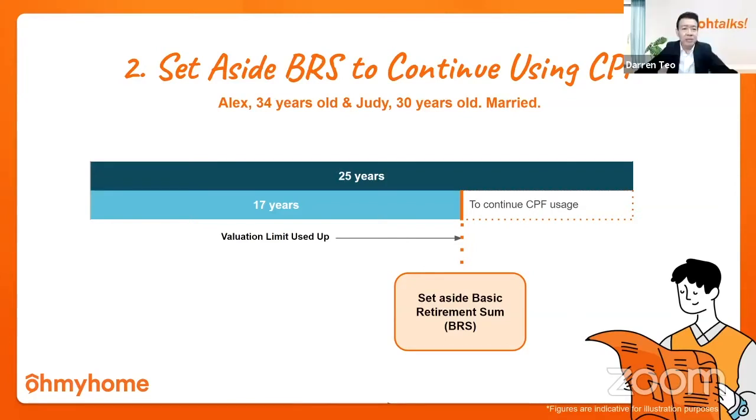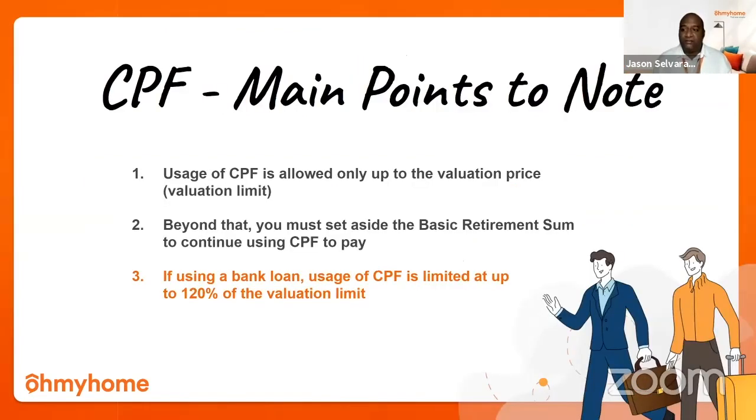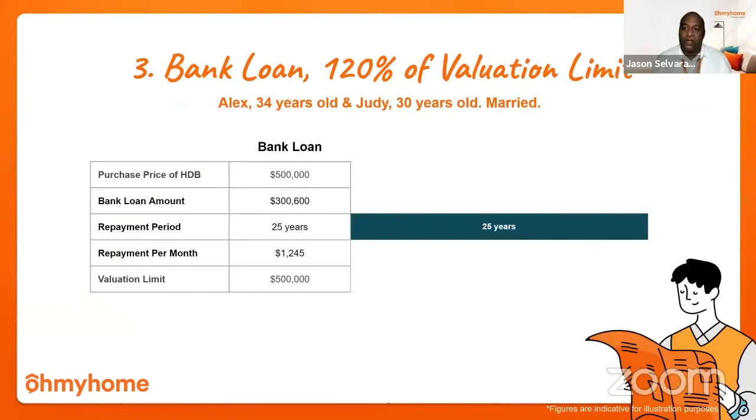So Jason, will this scenario be different if Alex and Judy were to take up a bank loan instead? Yes, Darren, the scenario will be different for sure. And this brings us to point number 3. Now, if taking a bank loan, the buyers need to be aware that they can only use their CPF to pay for their property only up to a maximum of 120% of valuation.